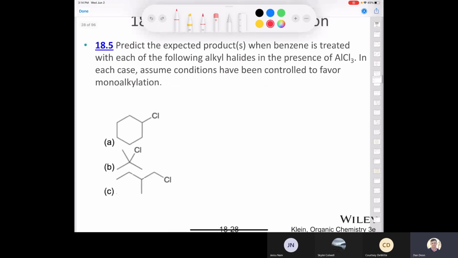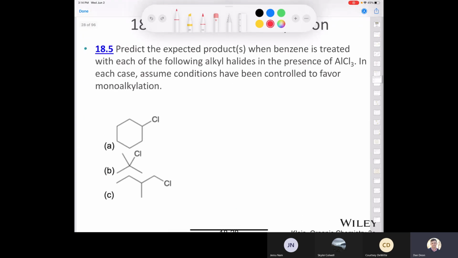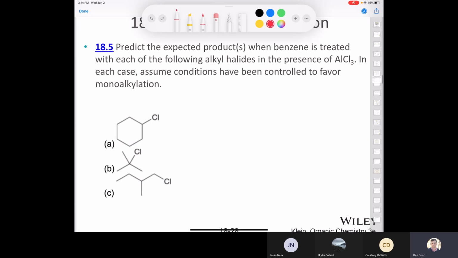With all that in mind, let's take a look at some practice problems here. It says draw the expected product when benzene is treated with each of the following alkyl halides. There are three of them here, in the presence of aluminum chloride. In each case, assume conditions have been controlled to favor monoalkylation, so we're only going to add one alkyl group.